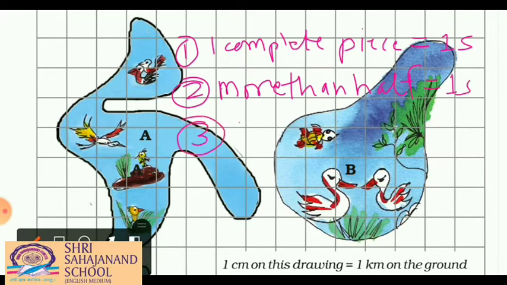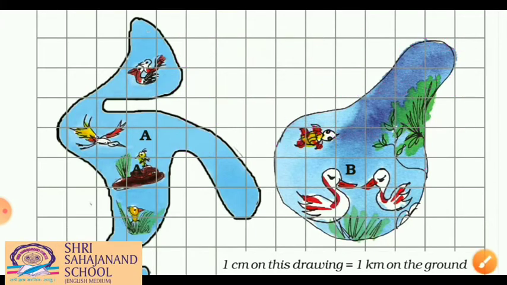And the third point is, half piece will be considered as half square. Okay, so these are the 3 main points which you have to keep in mind while calculating the area of this lake. So now let's start.